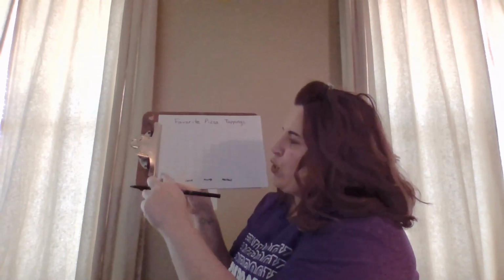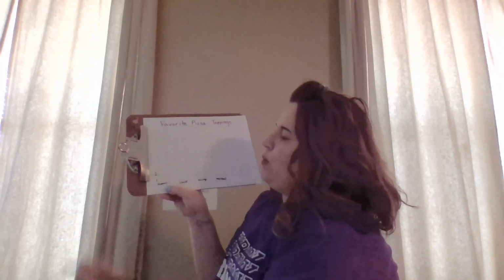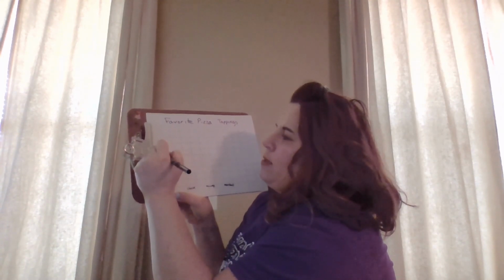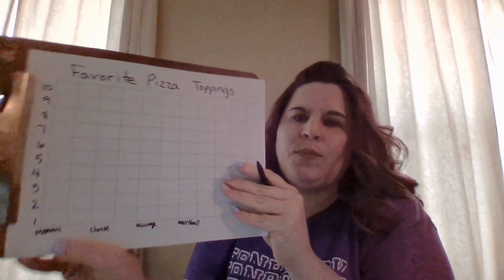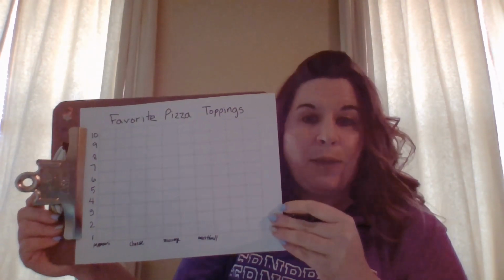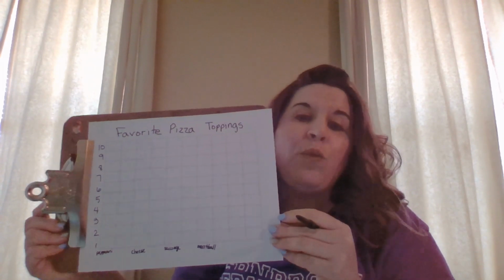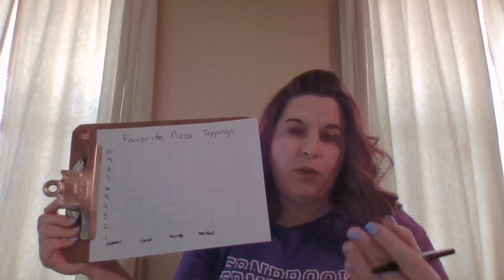And we're going to start with the number 1 at the bottom. So next to this box, we're going to put the number 1. Then we're going to put the number 2 at the second box, 3 at the third box, 4, 5, 6, 7, 8, 9, and 10. All right, so that's how our graph should be labeled, ready to go. Then we will take the information that we have and we will make our final graph.